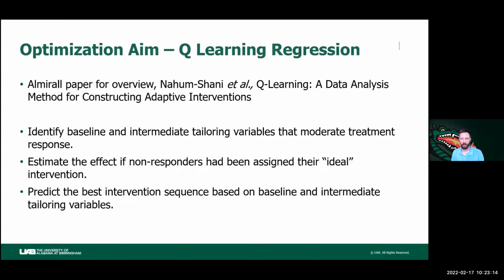So thinking about this in three basic, but maybe not complete or completely correct, steps, right? The goal of the first step is to identify baseline and intermediate tailoring variables that moderate or alter your treatment response. The second step is to estimate the effect if a non-responder had been assigned to their ideal intervention. And the third step brings all participants back into the model and then predicts the best overall intervention sequence based on those identified baseline and intermediate tailoring variables. So it is trying to simulate what might have happened under the best of conditions.